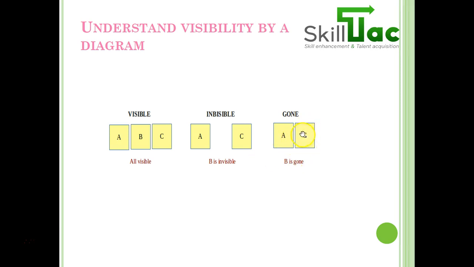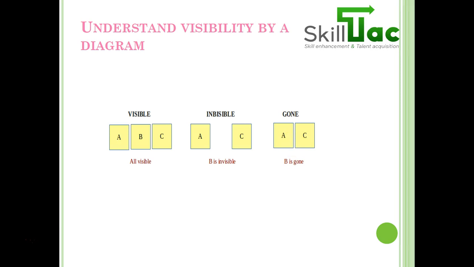But if you see the gone state, here view B is not there and it does not occupy any space either. That means it is not existing within the code. So this is the difference between the invisible view and the gone view: in the invisible state, the view which is invisible still occupies space, but in the gone state, the view does not occupy any space.